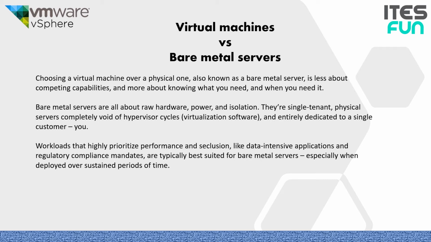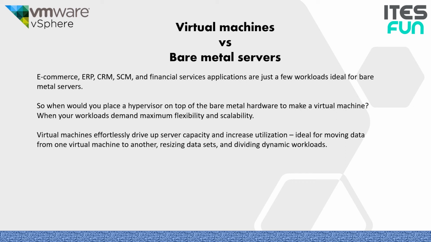Now, what is the difference between virtual machines and bare metal servers? Choosing a virtual machine over a physical one, also known as the bare metal server, is less about computing capabilities and more about knowing what you need and when you need it. Bare metal servers are all about raw hardware, power, and isolation. They are single tenant physical servers completely void of hypervisor cycles and entirely dedicated to a single customer like you. Workloads that highly prioritize performance and seclusion, like data intensive applications and regulatory compliance mandates, are typically best suited for bare metal servers, especially when deployed over sustained periods of time. E-commerce, ERP, CRM, SCM, and financial services applications are just a few workloads ideal for bare metal servers.